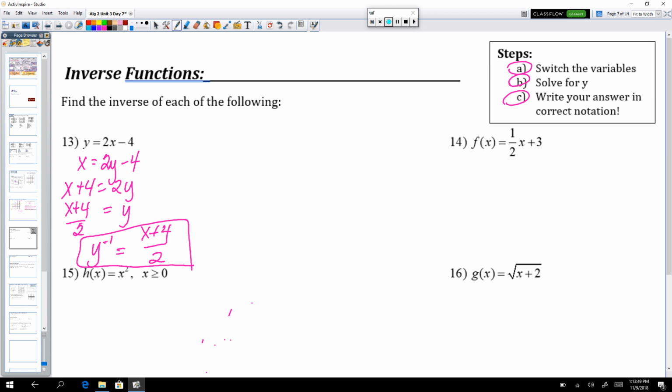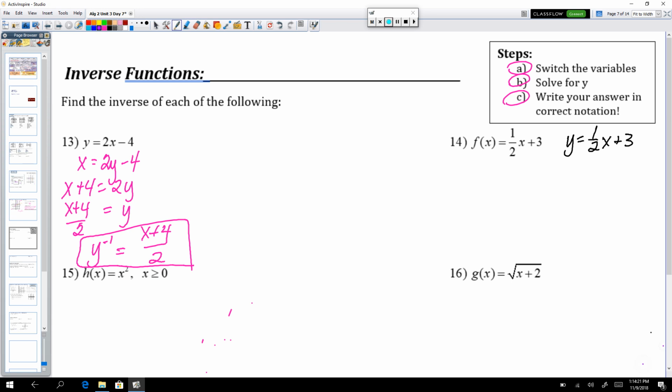Let's try it again with number 14. Now the interesting thing about 14 is we named it f of x instead of y. No problem, we will just need to do ourselves a little favor though. Let's call this, just for temporary sake, y. Because when we swap x and y, it's just helpful to think of this in the y format instead of the function format. We'll go back and fix the notation in step C. But for right now, for swapping purposes, let's call this a y function, just temporarily.